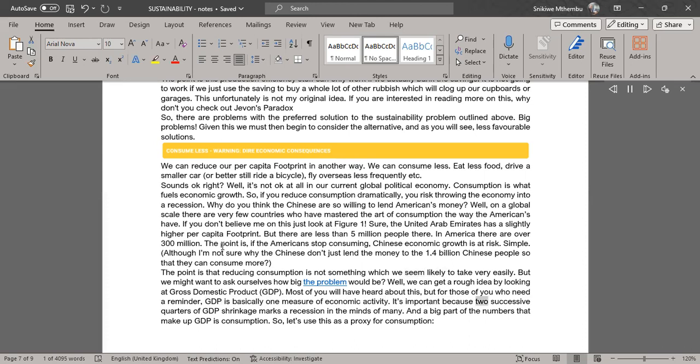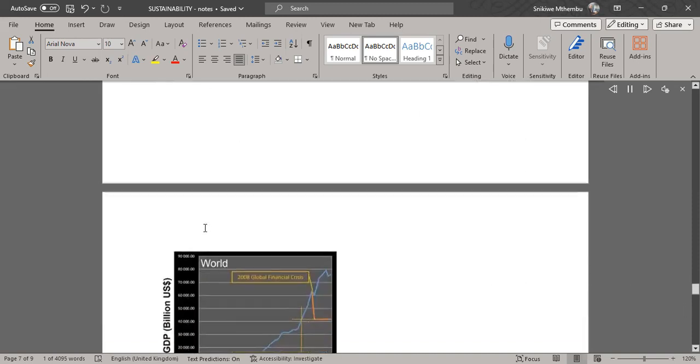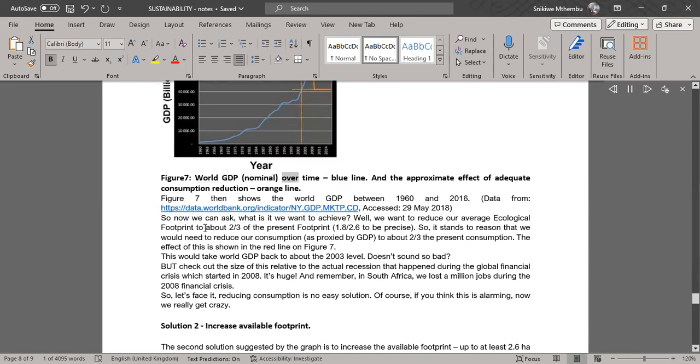It's important because 2 successive quarters of GDP shrinkage marks a recession in the minds of many. And a big part of the numbers that make up GDP is consumption. So, let's use this as a proxy for consumption. Figure 7, World GDP, nominal, over time, blue line. And the approximate effect of adequate consumption reduction, orange line. Figure 7 then shows the world GDP between 1960 and 2016.